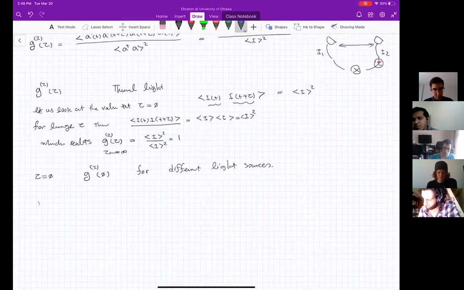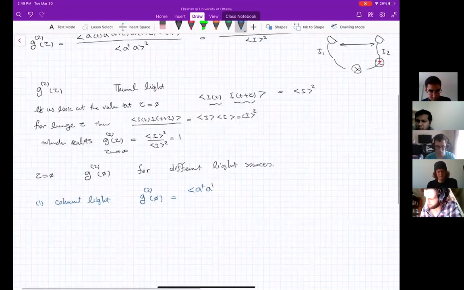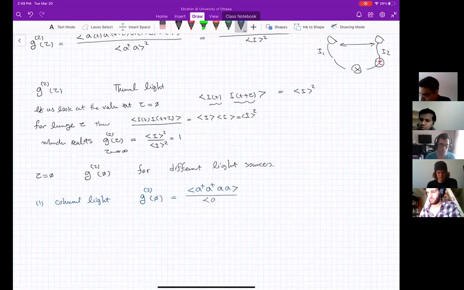Which one should we go for? Coherent light. So I have to do the calculation of G2 of zero, which is a dagger a dagger a a over a dagger a, squared. I don't write the functionality of t. All right? So this is normal order, so we can go with the distribution that we know.